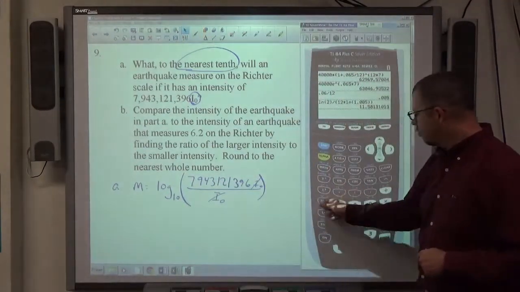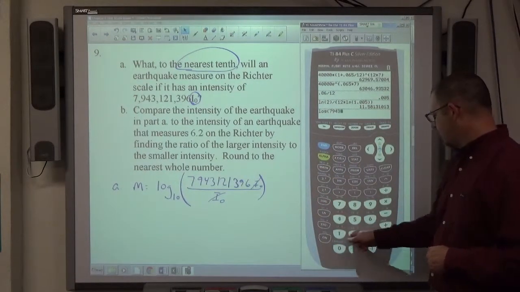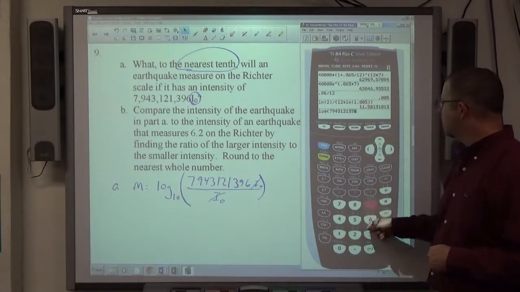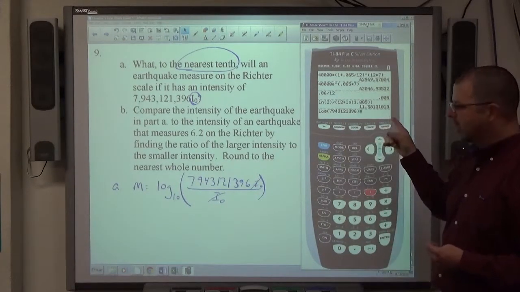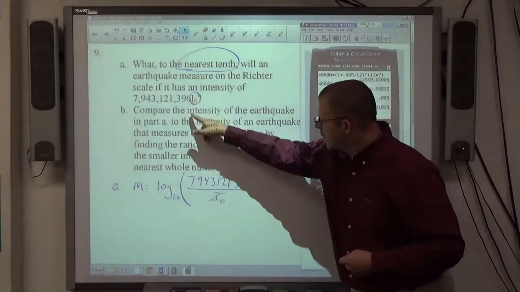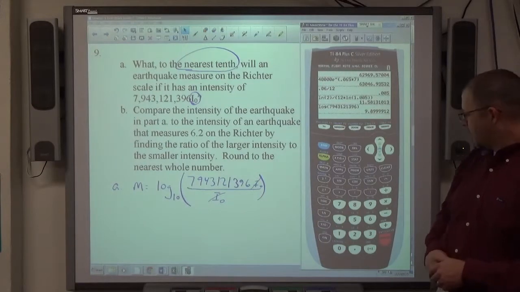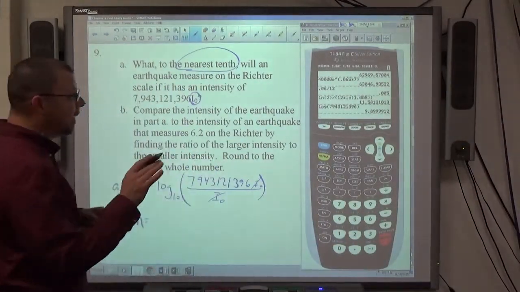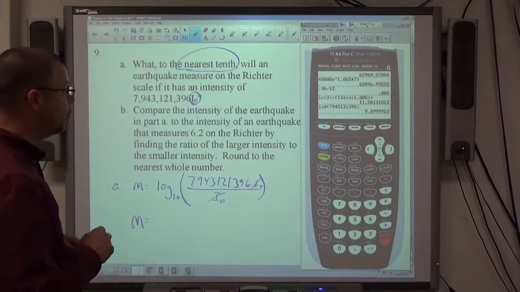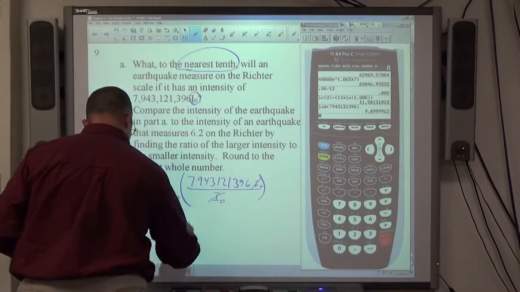So log this time, because it's base 10, 7, 9, 4, 3, 1, 2, 1, 3, 9, 6. Again, do some checking for detail here. Make sure that this number matches that number. And we end up with 9.89999912. But again, that to the nearest tenth is 9.9.